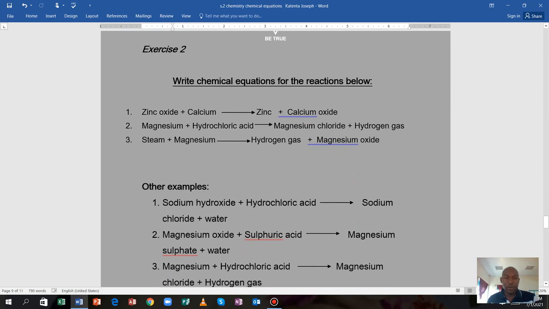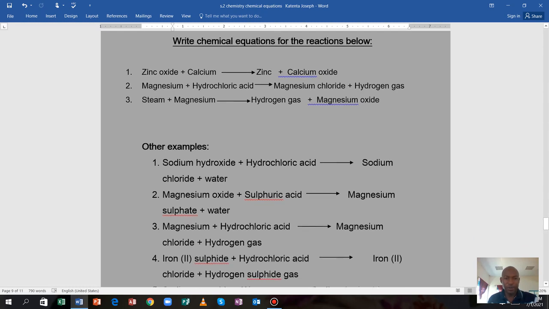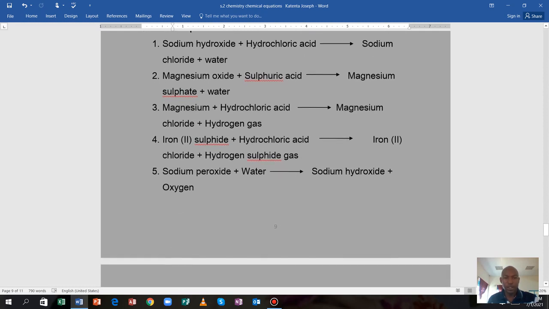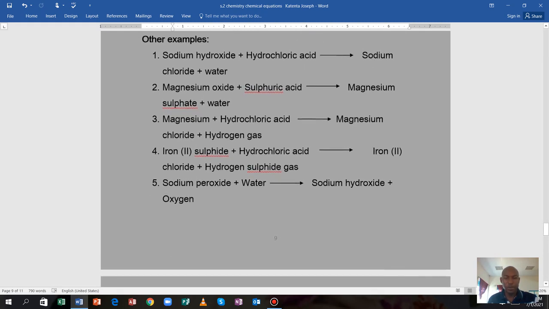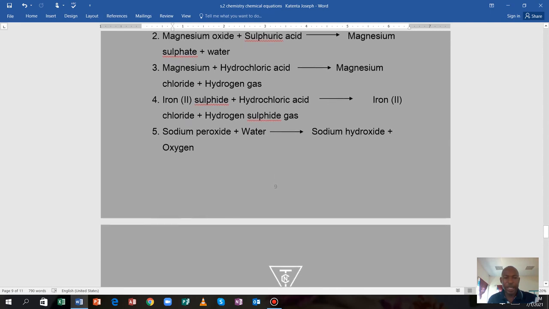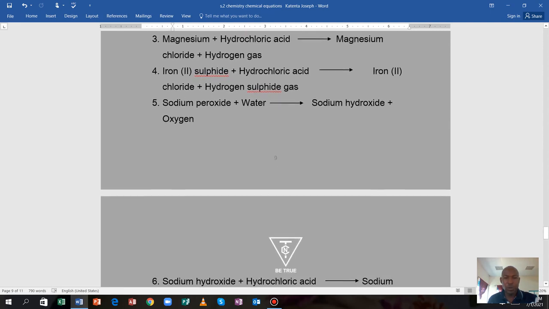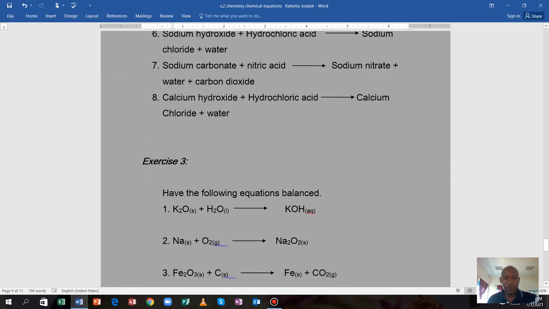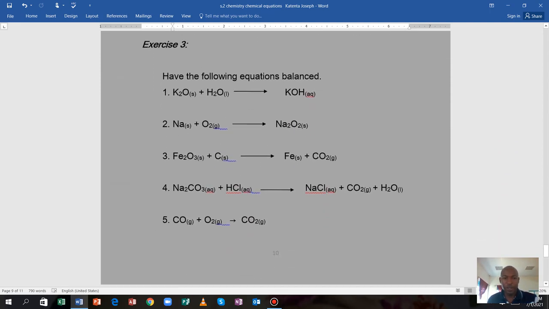Another example involves writing chemical equations for the reactions below. The first one shows zinc oxide reacting with calcium to form zinc and calcium oxide. Here are other examples for you to try out, and please take your time, write the symbols and formulae correctly before you fit them into your equation. There are enough examples for you to try out.